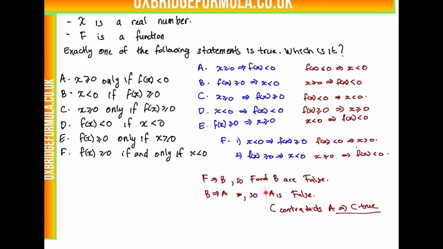Now, since we know A is false, we can also look at statement A and statement C together. These two statements directly contradict each other because they're saying opposite things about what happens when x is greater than or equal to 0. So that means A and C cannot be true at the same time, and they cannot be false at the same time either. Since we know A is already false, that tells us directly that C is true. So that means our answer is C.